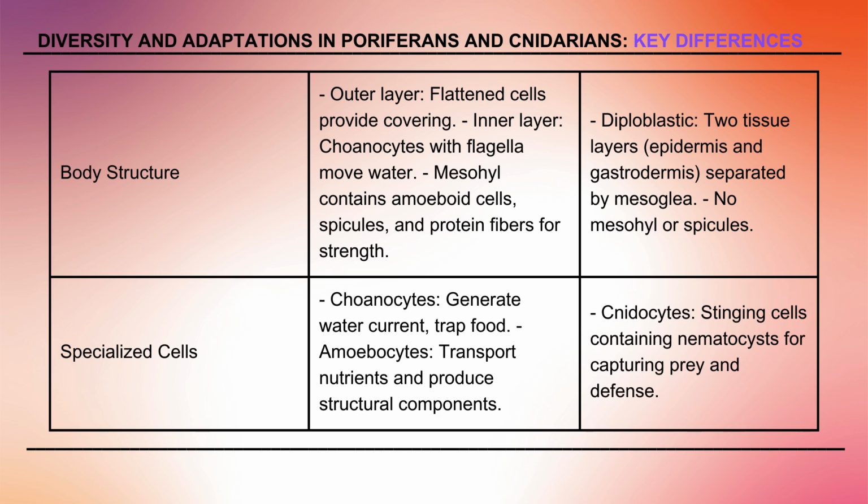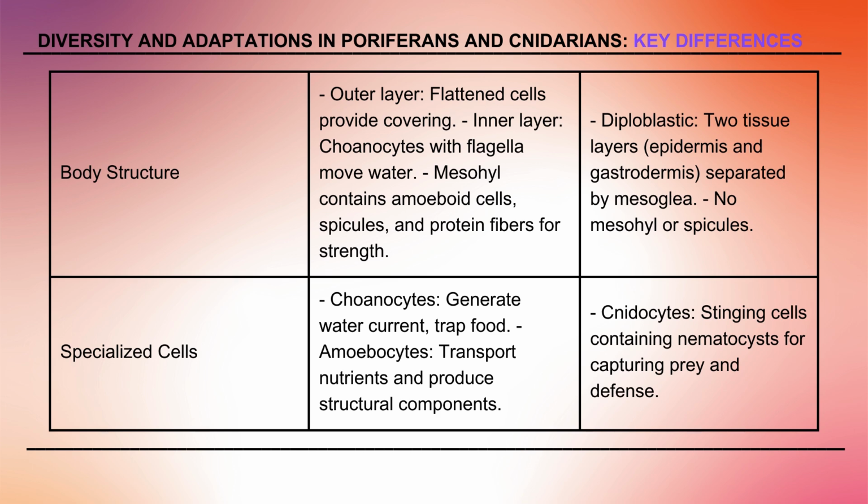Cnidarians, on the other hand, are diploblastic, meaning they have two main tissue layers: the epidermis, or what we call the outer layer, and the gastrodermis, the inner layer. This is separated by a jelly-like substance called mesoglea. Unlike sponges, they do not have choanocytes or spicules.